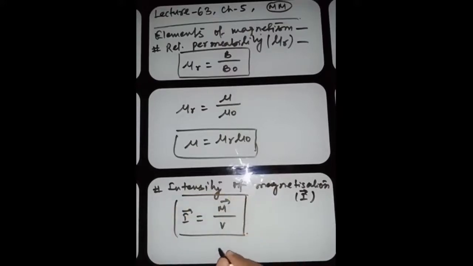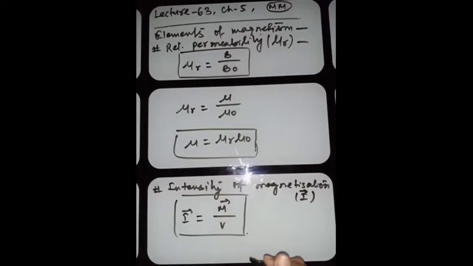So you can say the magnetic dipole moment. I hope you remember this M was pole strength into 2l. So the magnetic dipole moment per unit volume of the substance is known as the intensity of magnetization.